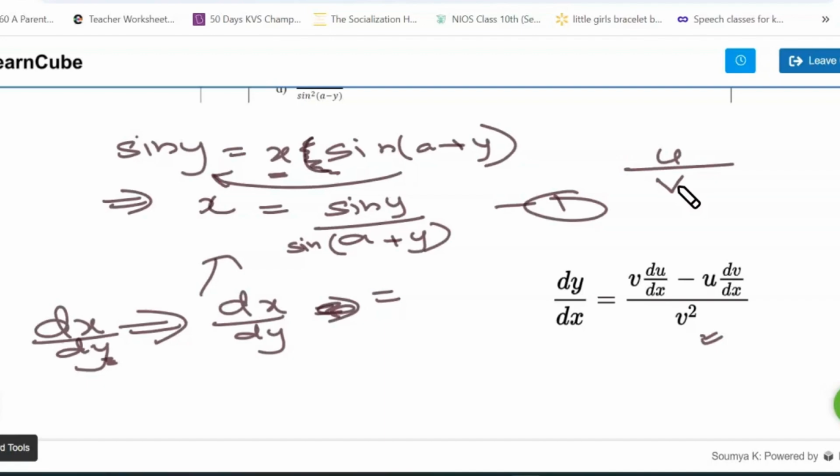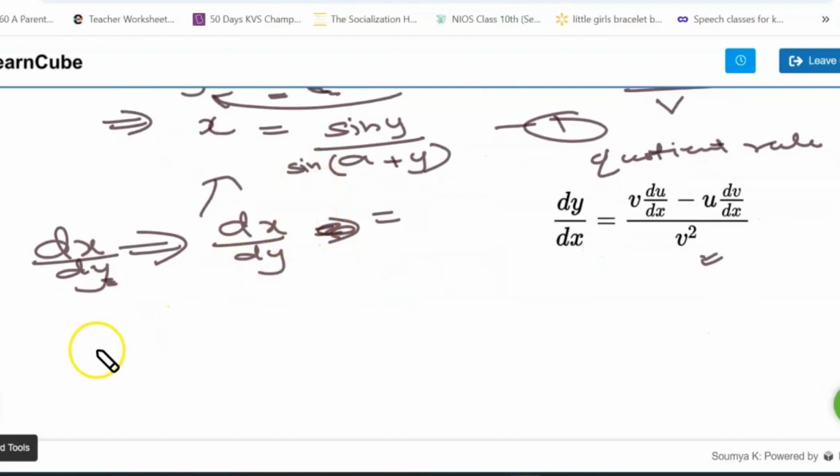So the derivative of this particular given thing will be: denominator should be v square, whatever is the denominator, its square, and then take the denominator times the derivative of the numerator, minus the numerator stays here, times the derivative of the denominator. This is the quotient rule. So you have to know this rule to solve this equation.